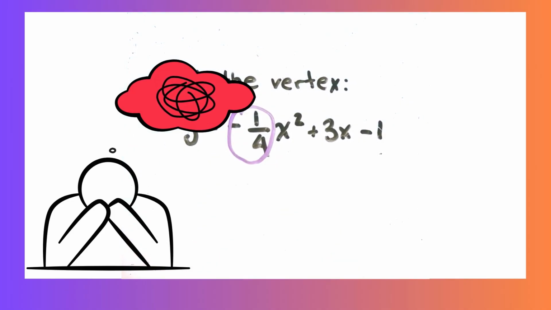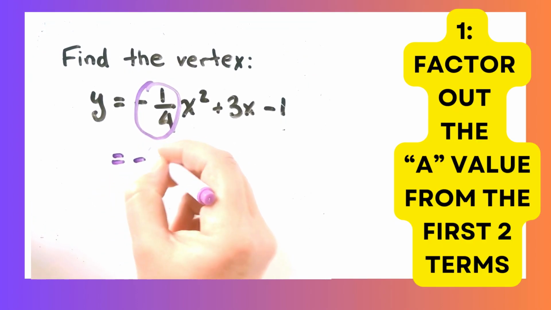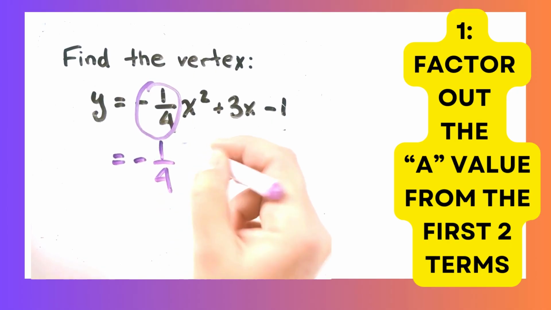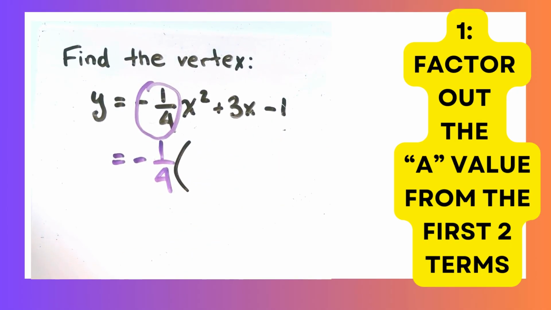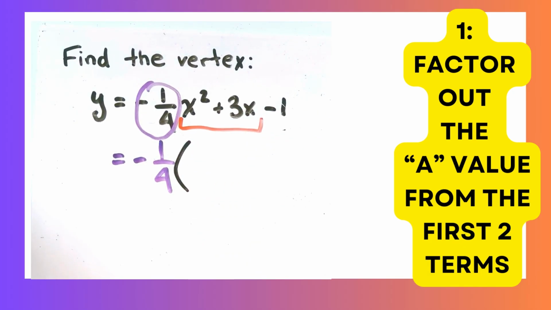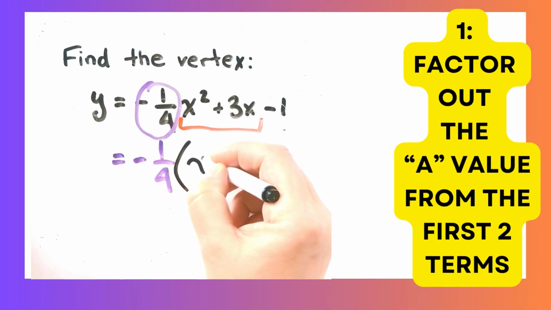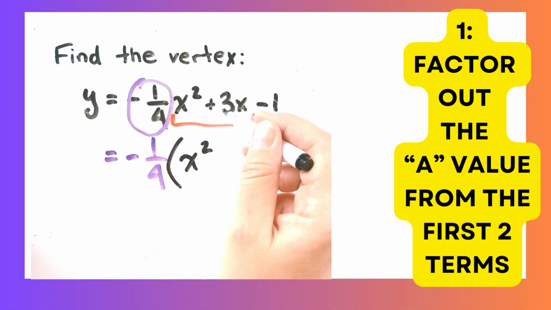So I'm going to rewrite this as -1/4, because that's the a value, start a bracket, and I'm only factoring out of these two terms. Okay, so the first term is easy because that's just going to be x squared. The second term, it's not going to be 3/4.